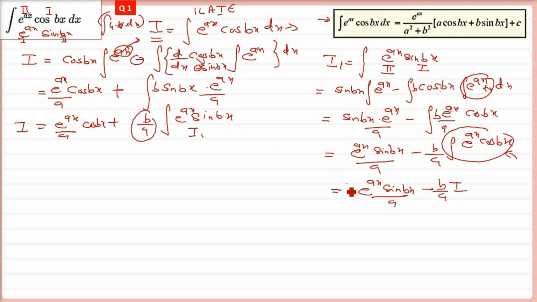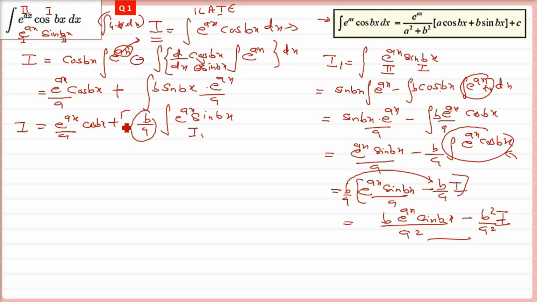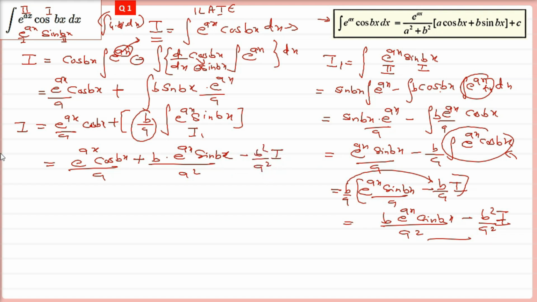So let's multiply b by a here only, just to make it clear and not very clumsy. So b, I'm multiplying now. So b e raise ax sin bx is the numerator, a into a is the denominator, a square. Now again b by a into b by a will be b square by a square with our I. Now I am taking this all and putting it in the original equation. So e raise ax cos bx by a will remain like that, plus b into e raise ax sin bx by a square. I'm just taking this and putting it here. No change I'm making. Minus b square by a square I.